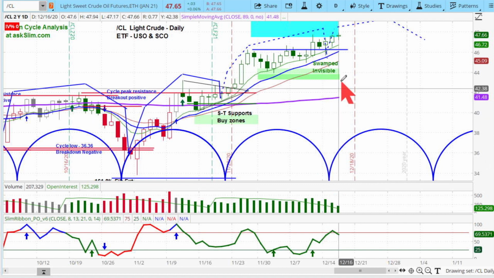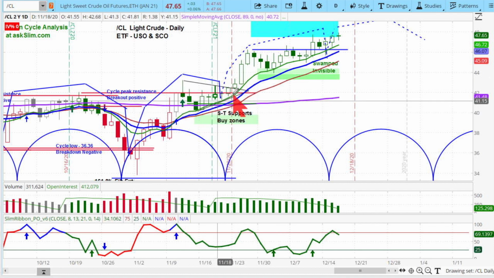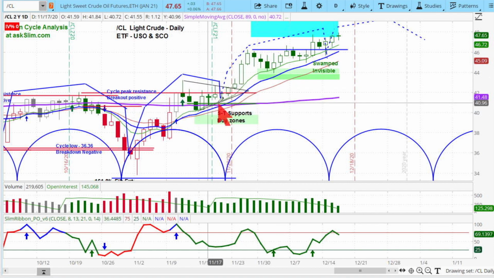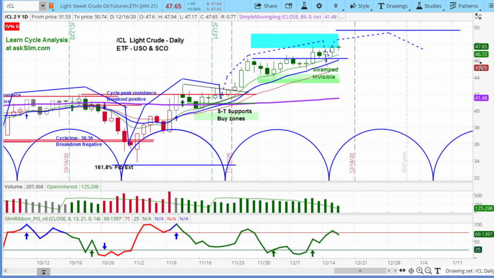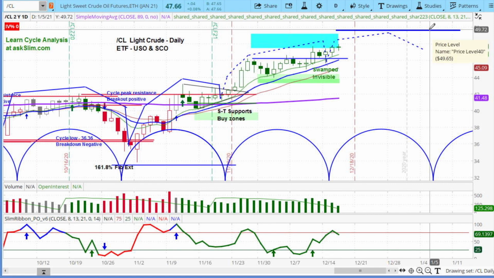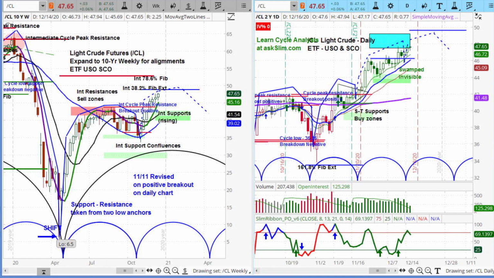We had that happen right over here, and actually right over here also, where it gave you this triangular formation. So now moving up again, the projection up here is to over the 49 area on the daily chart. So 49.70 is a reasonable upside target based on what we're seeing here in the light crude market. Very, very strong market as we look at that.